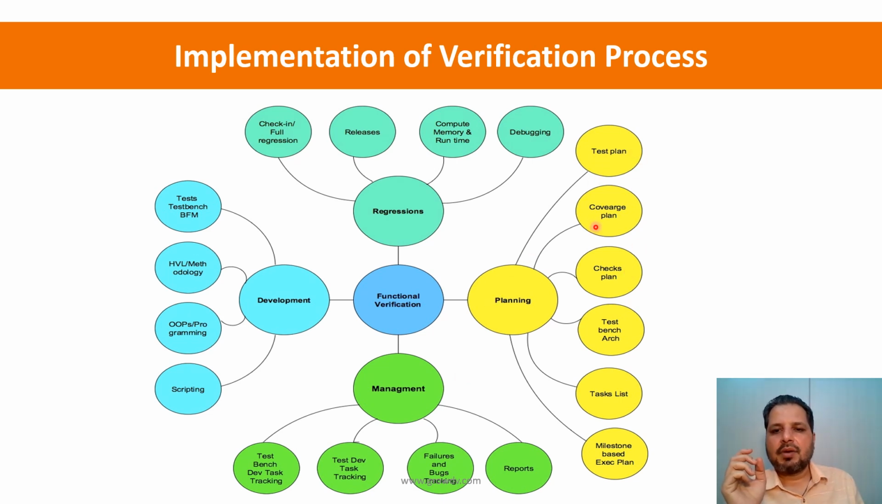We create the test plan, we create the coverage plan, and we create the checks plan. And then we create the test bench architecture, which satisfies all these three plans. Based on the test bench architecture and the overall three verification plans, we create the task lists, the task lists to build this test bench and to create all the tests on top of that test bench.